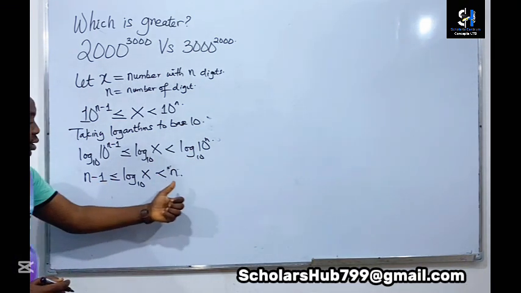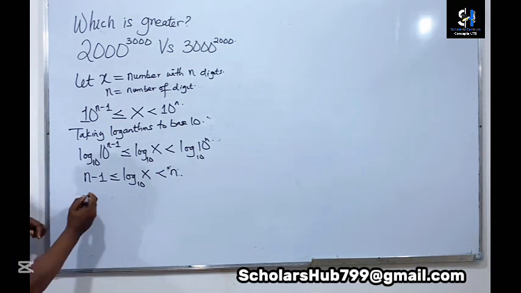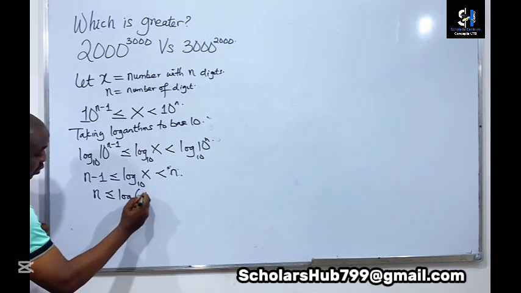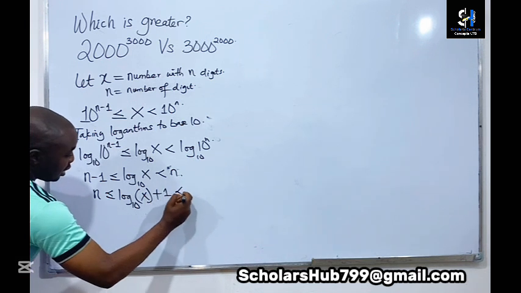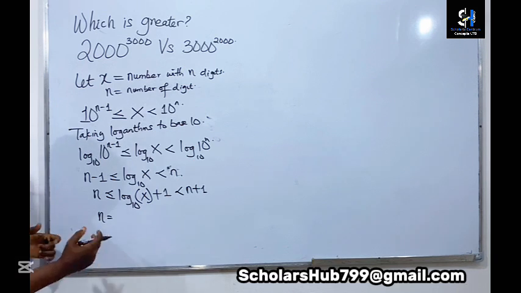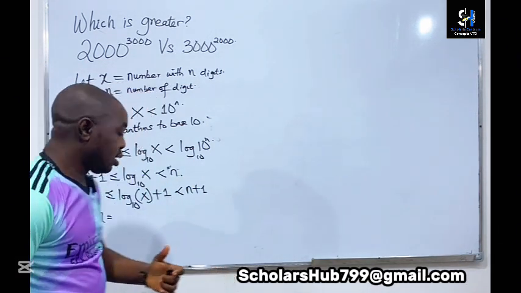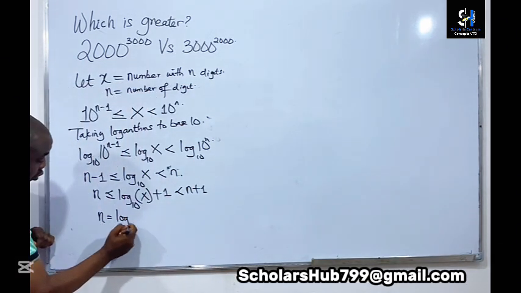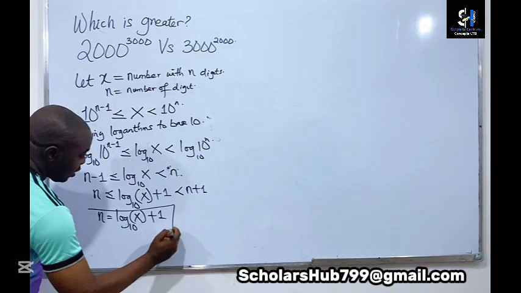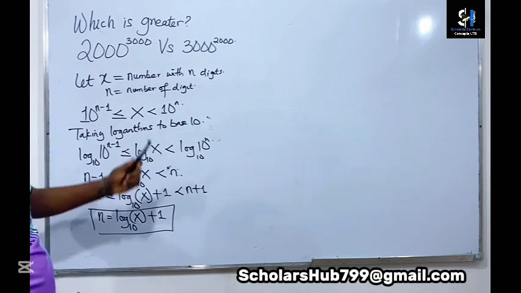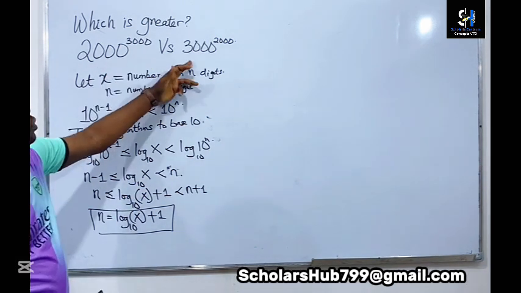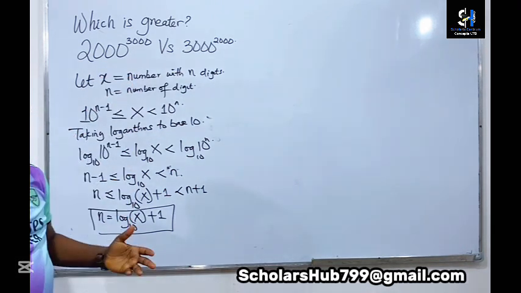Then I can add 1 to both sides. This reduces to n less than or equal to logarithm to base 10 of x plus 1, less than n plus 1. So the formula for calculating the number of digits in a number is n equals the floor of logarithm to base 10 of x, plus 1. We're going to use this formula to find out which one of these two numbers is greater.